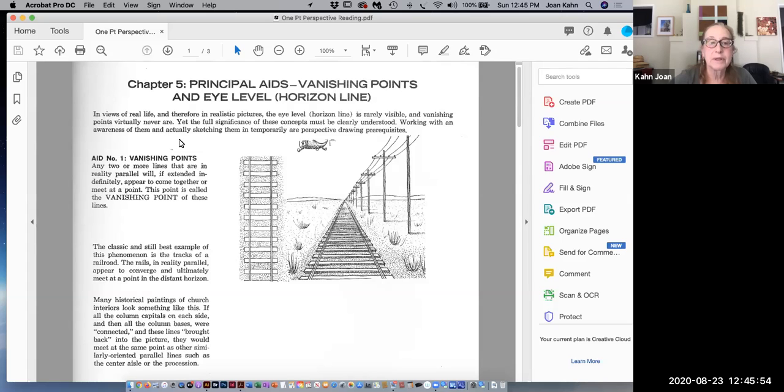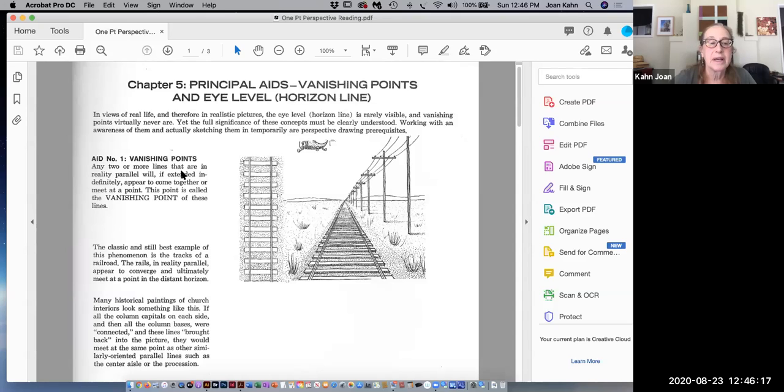In views of real life, and therefore in realistic pictures, the eye level or horizon line is rarely visible, and vanishing points virtually never are. So the full significance of these concepts must be clearly understood. Working with an awareness of them and actually sketching them in time are perspective drawing prerequisites.